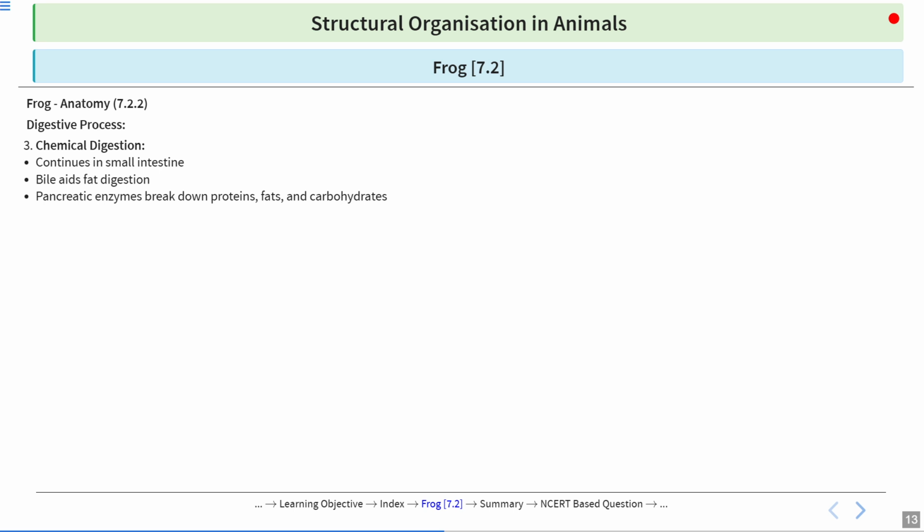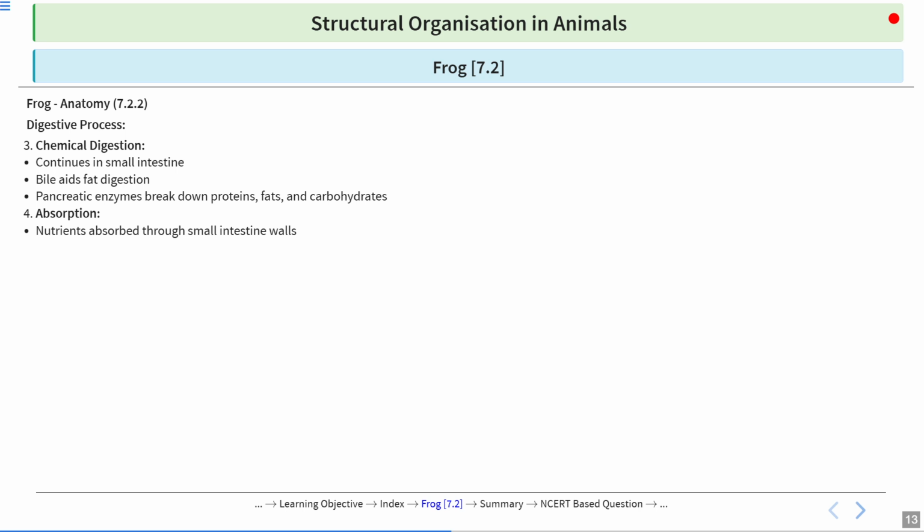The insect's body exoskeleton is made up of chitin, and that is a type of carbohydrate, a polysaccharide, right? So carbohydrate is there. There is fat. There is protein as well, right? So all the enzymes that are secreted from the pancreas are going to help in the digestion of protein, fat, and carbohydrates.